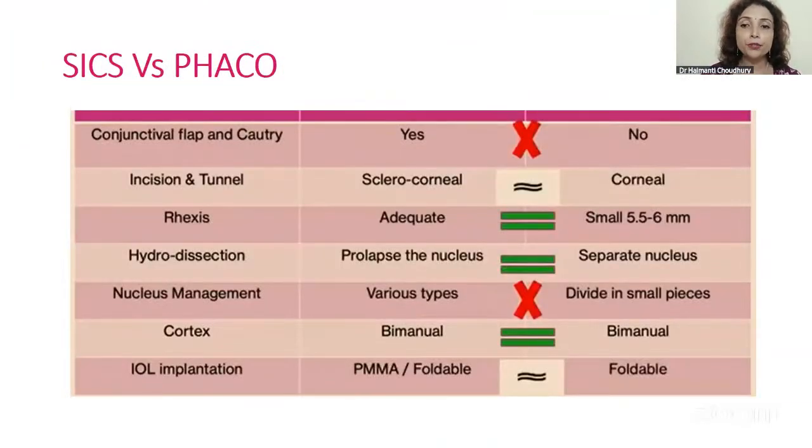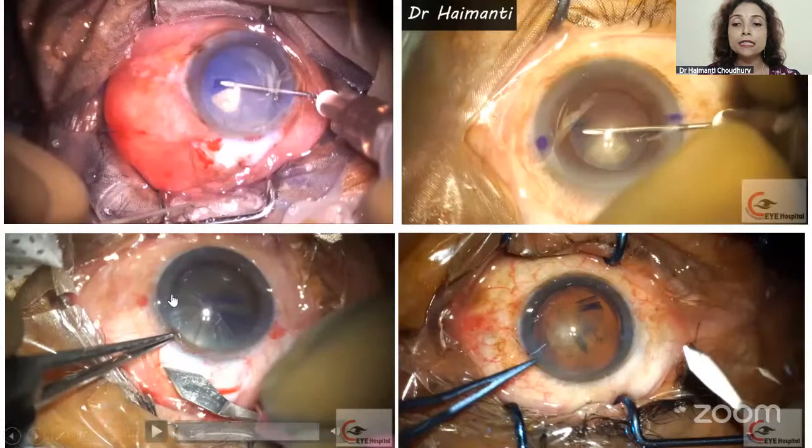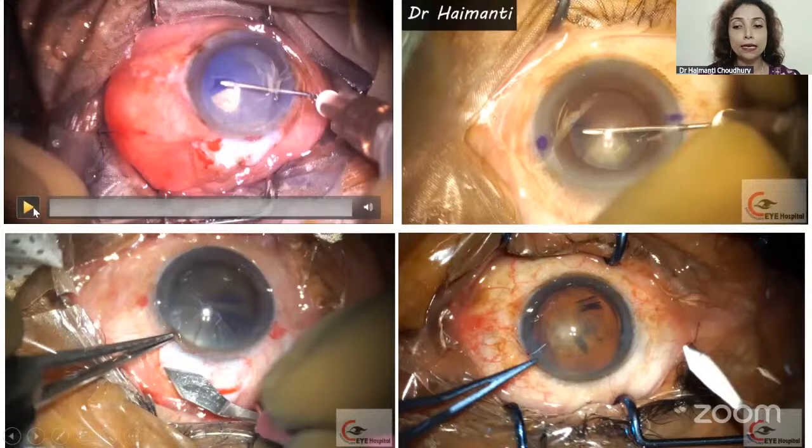Now, the basic difference between phaco and SICS I'll be showing in the subsequent steps. But one thing which needs to be told is SICS is a very low cost and patient-friendly option, and it is not technology dependent, so it can be done in a wide range of cases, like in brown cataract cases, in corneal compromised cases, vis-a-vis phaco, which gives a very good and excellent refractive outcome, as has already been mentioned. Now let us see some of the steps of surgery for phaco and SICS.